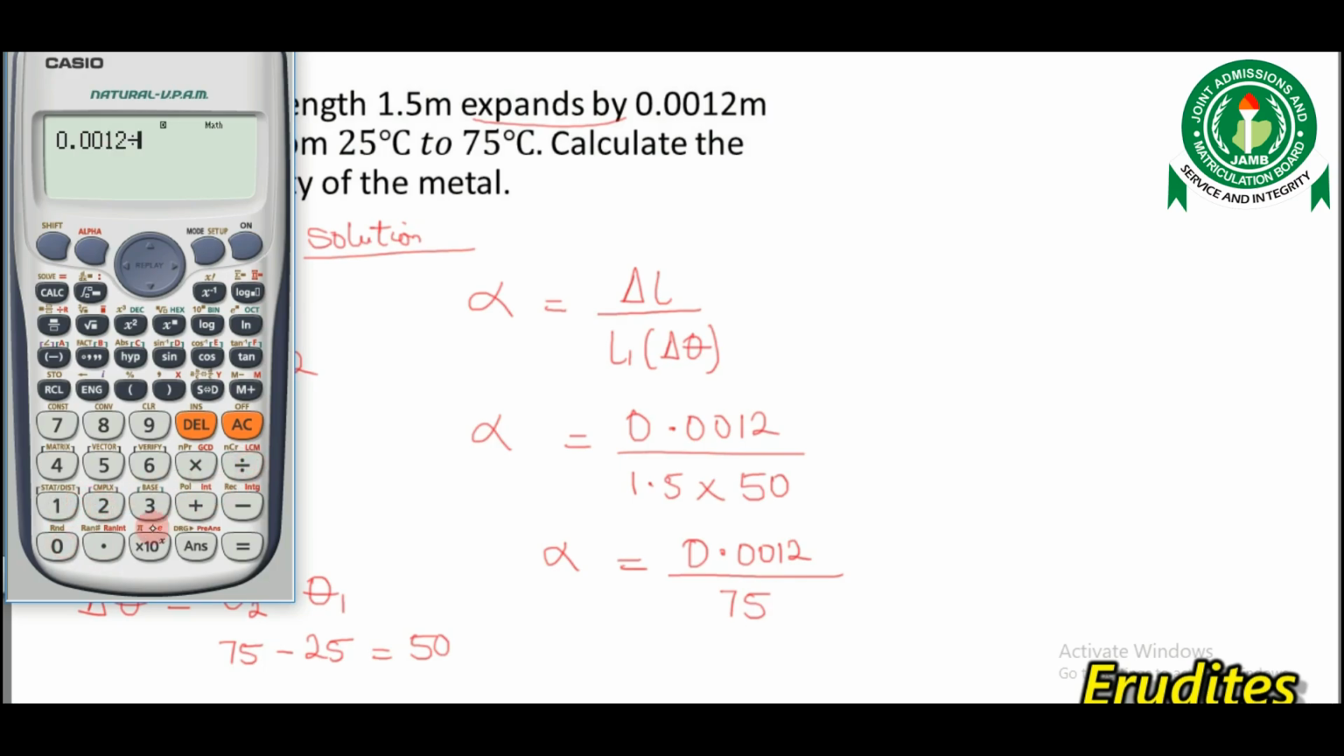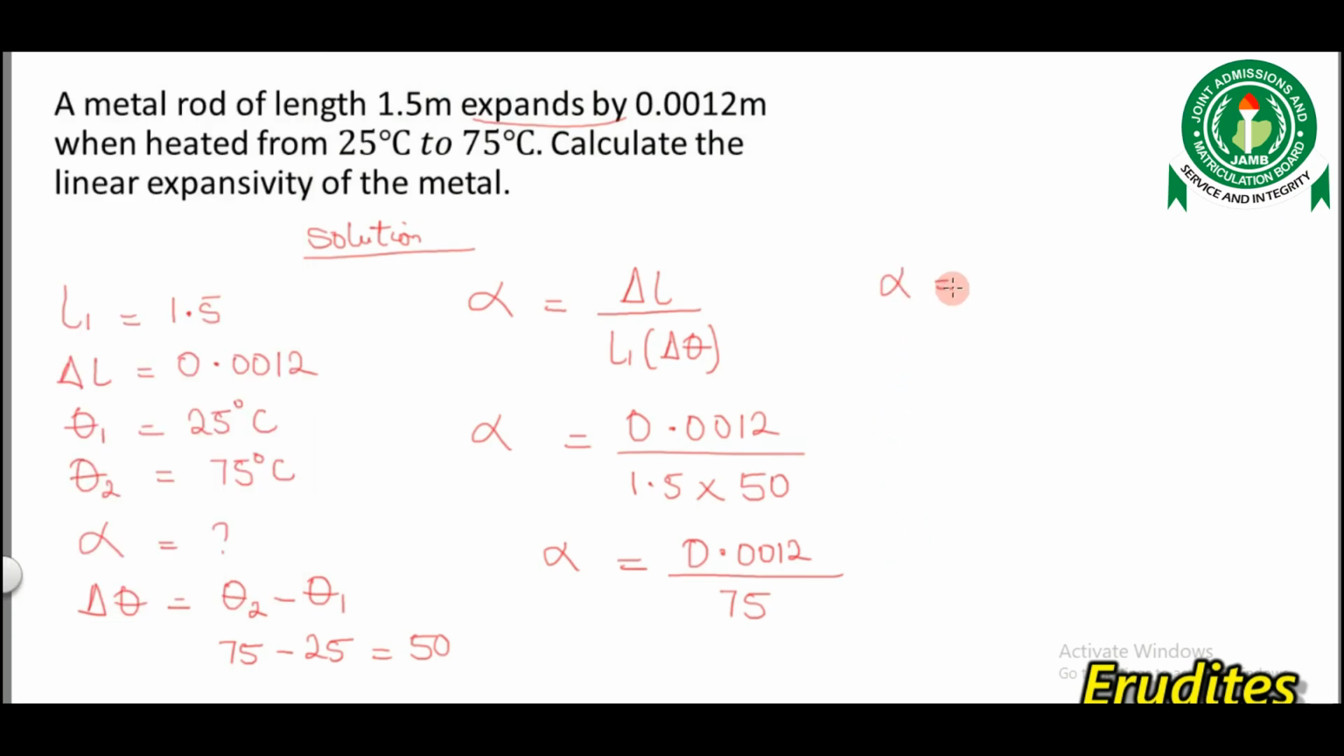0.0012 divided by 75. That will be equal to, so this gave me a fraction. I will have to press this button to convert it to decimal or to the index number. So this will be 1.6 times 10 raised to the power of minus 5. So my alpha will be equal to 1.6 times 10 raised to the power of minus 5 per Kelvin. This is my linear expansivity.